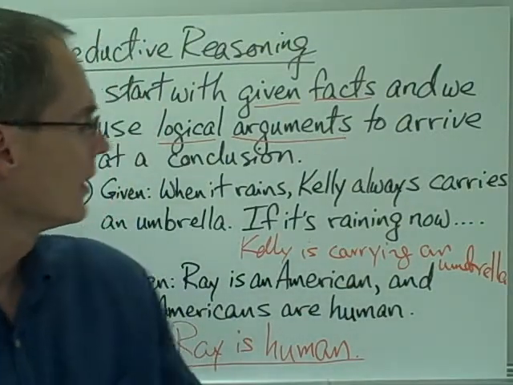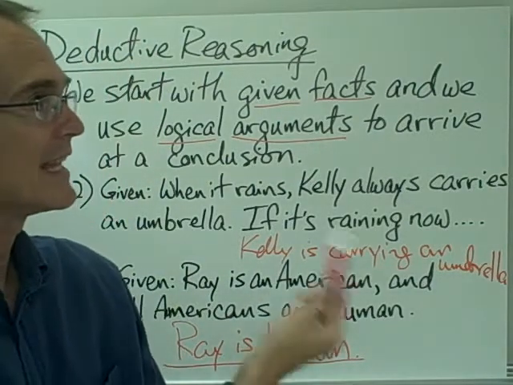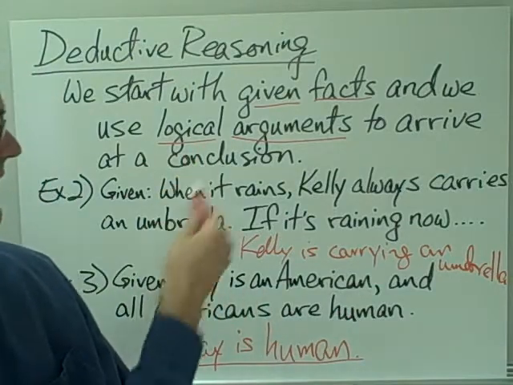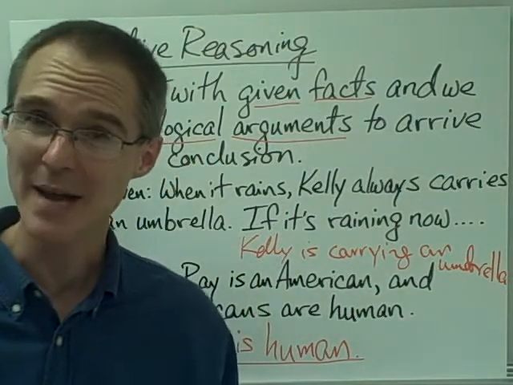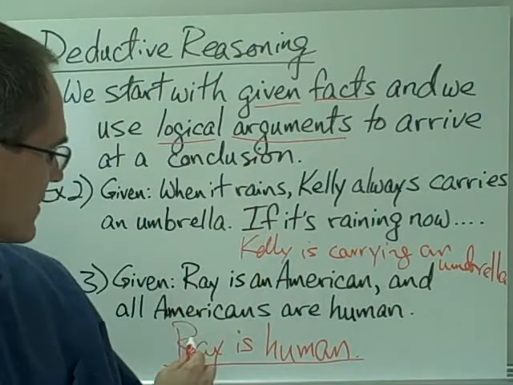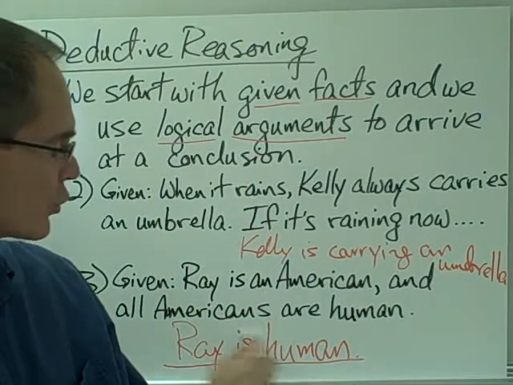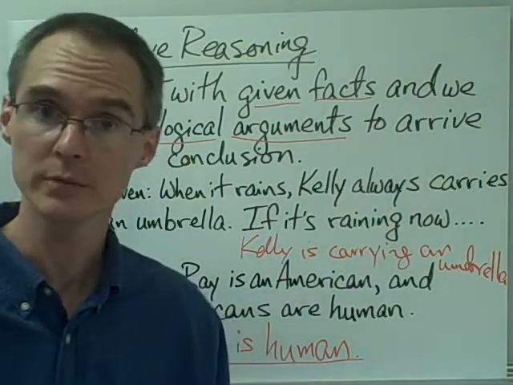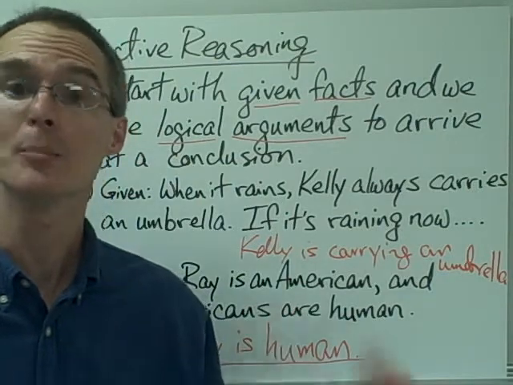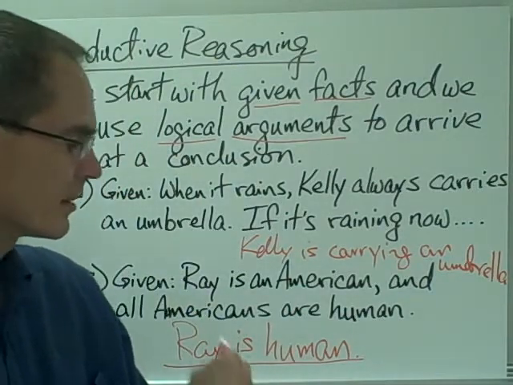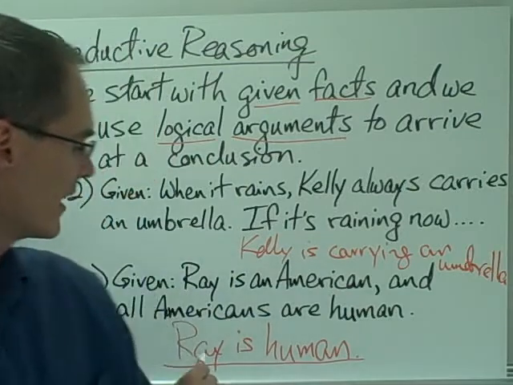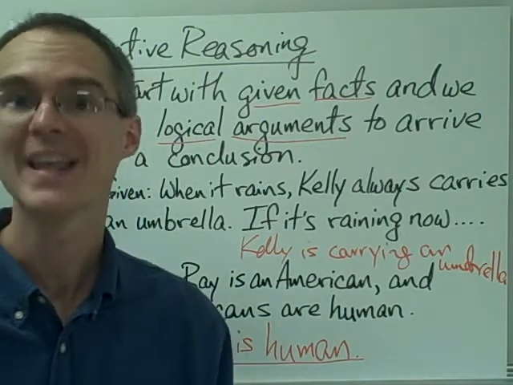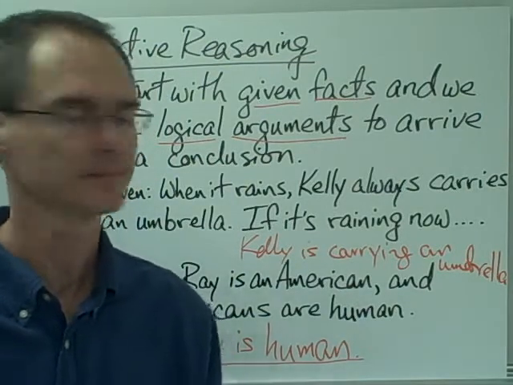Now, notice this is different from inductive reasoning. We're not recognizing patterns here and making guesses about them. We're actually taking facts and using those facts to reason to a conclusion that we can prove. We can state with complete conviction that Ray is in fact human. That's deductive reasoning.